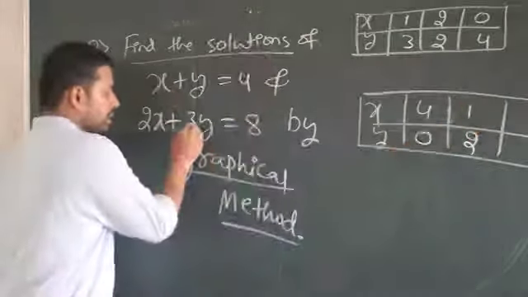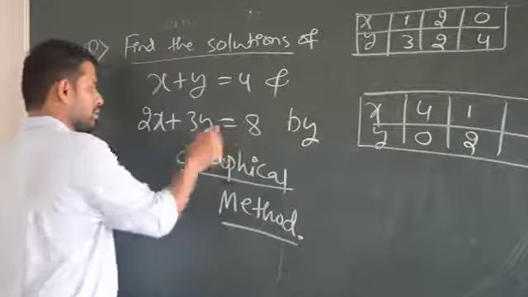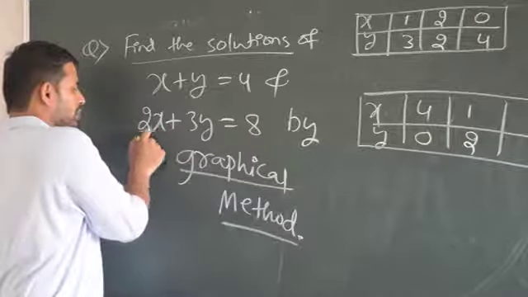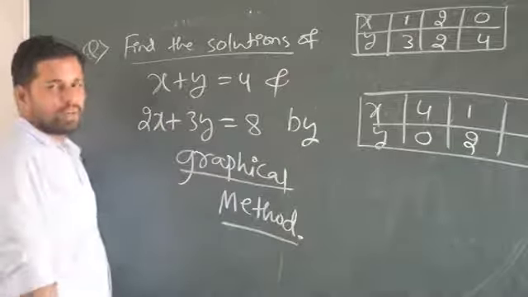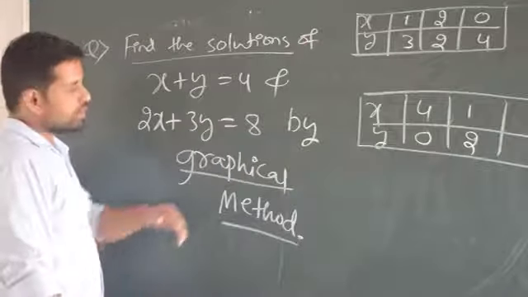Are you getting my point? 3 into y, I am taking 2, no? 3 into 2 is 6. Now 8 is there, means I need 2 here. Already I have 2 here, means x should be 1. Are you getting my point? Like that you can get other solutions also. Yes or no? Other solutions also you can get.